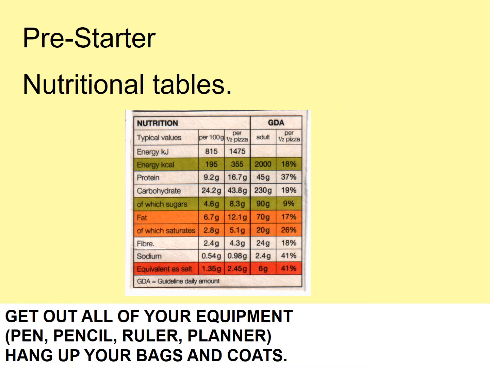This is a nutritional table from the back of a packet of something. We've got energy in there, protein, carbohydrates, fats, fiber, sodium. They're all types of nutrients. Sodium is an interesting one because it comes under a mineral. So you've got vitamins and minerals. This food obviously didn't have any vitamins in at all.